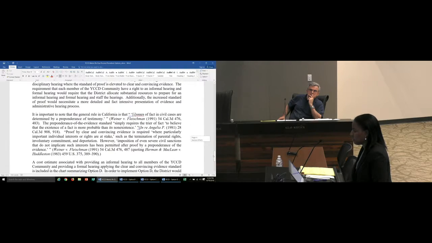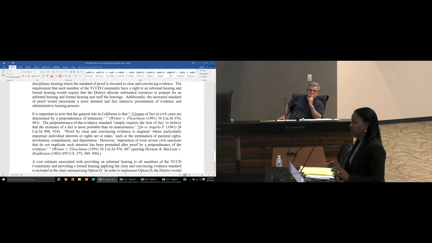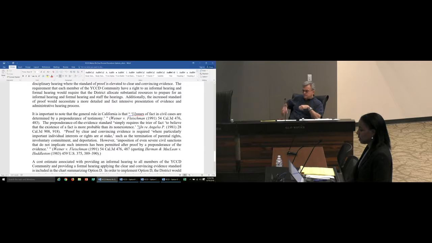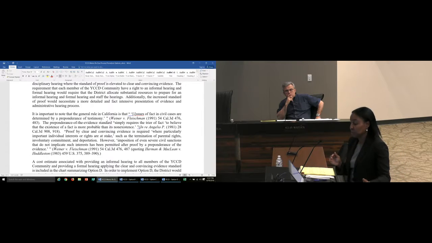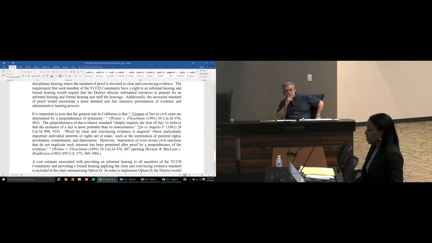Okay, so as I mentioned before, the statute that we have regarding these informal hearings is preponderance of the evidence, and the California courts have said that issues of fact in civil cases are determined by preponderance of testimony. So there's an effort to preserve resources and have an evidentiary standard that is appropriate given the risk of what the person accused could lose. The preponderance of the evidence standard simply requires that the trier of fact believe that the existence of a fact is more probable than its non-existence.